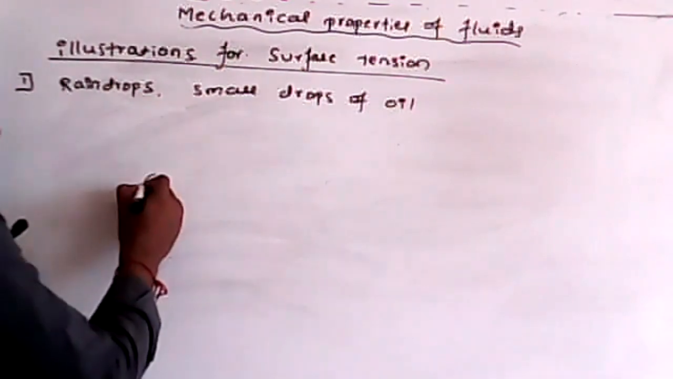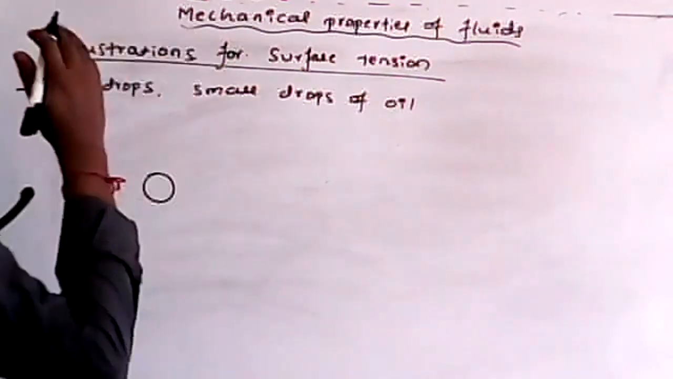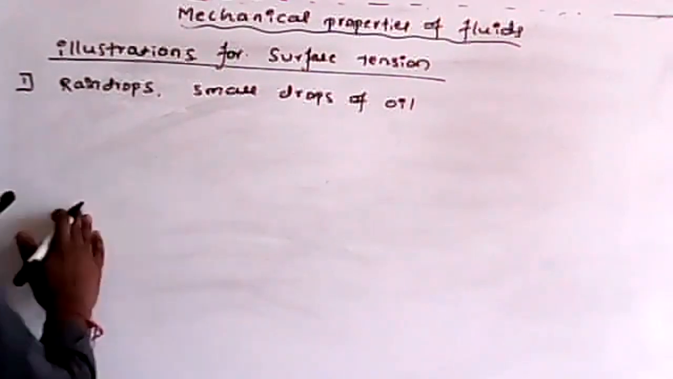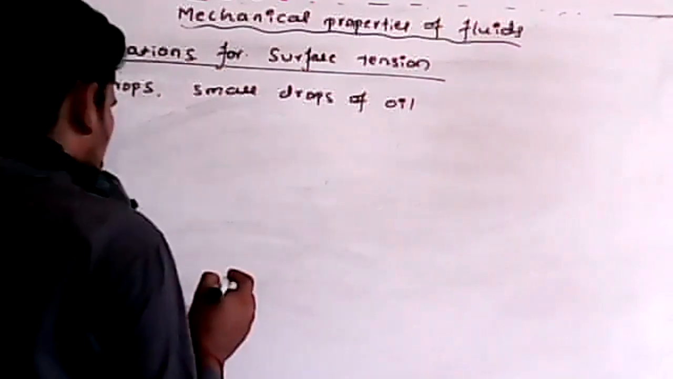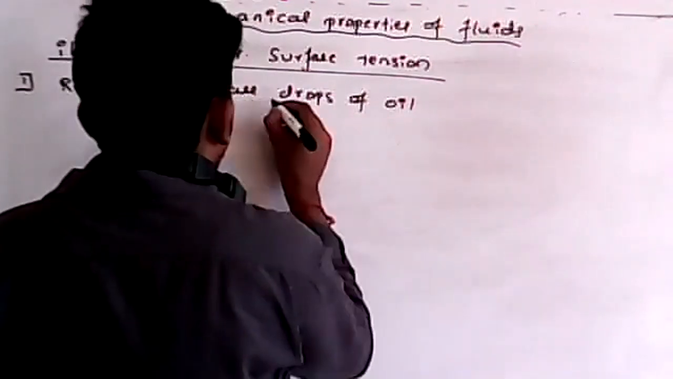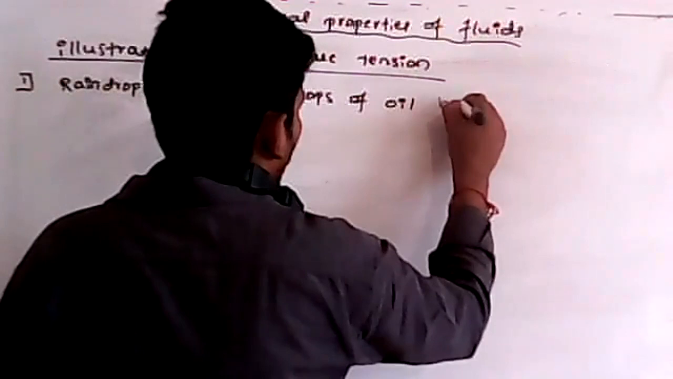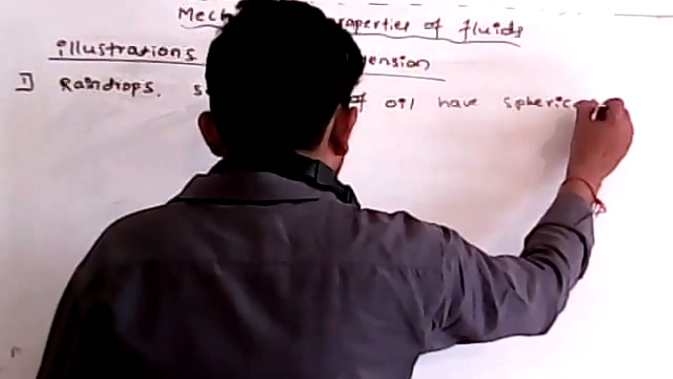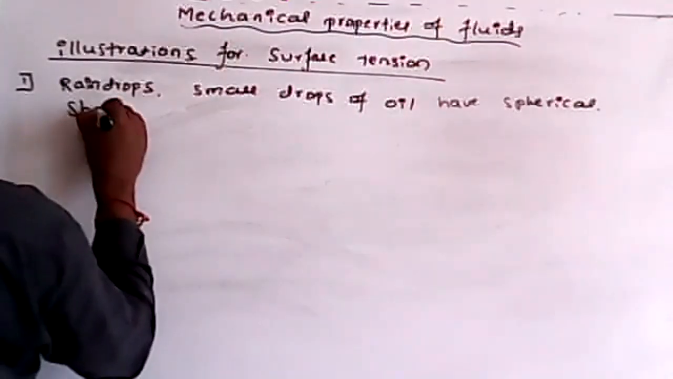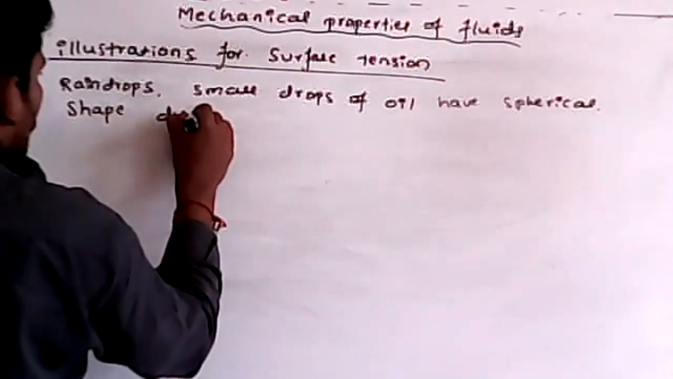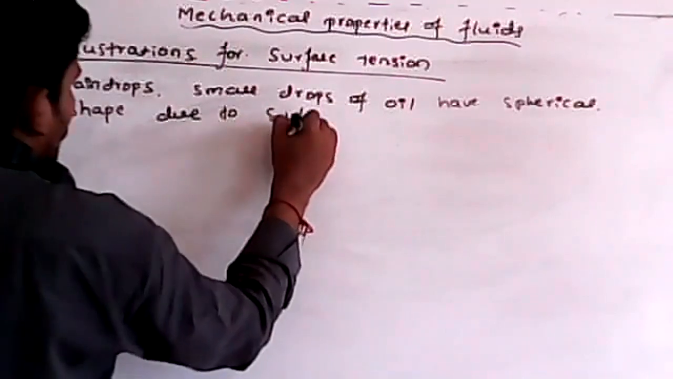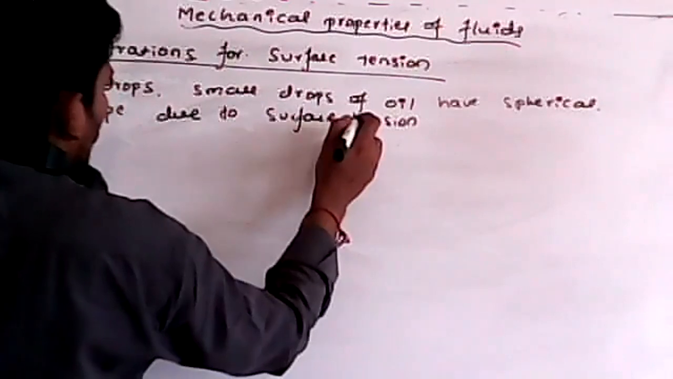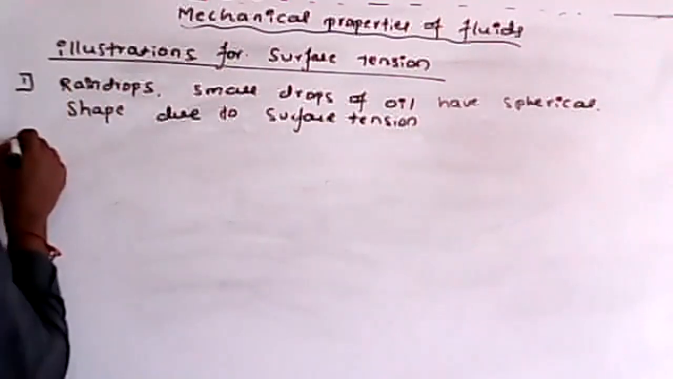Why is it in spherical nature? It is just because of surface tension, to maintain less surface area. So it shows the property of surface tension. So small drops of oil have spherical shape due to surface tension. This is one of the examples or illustrations you can say.